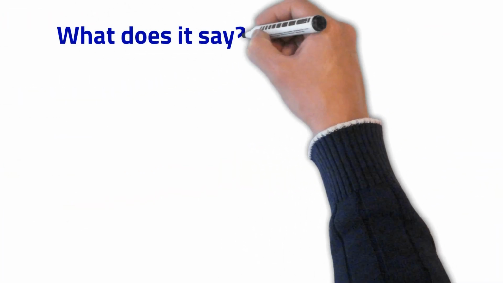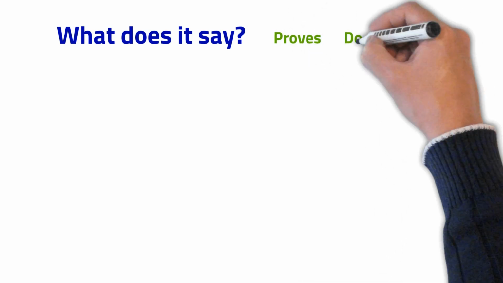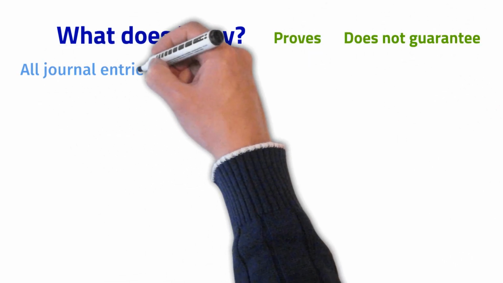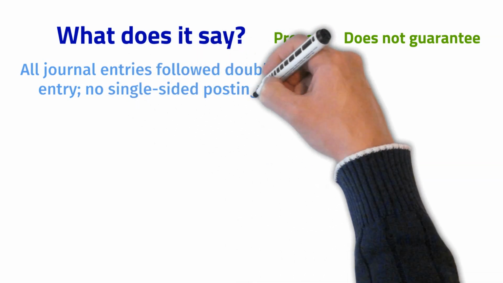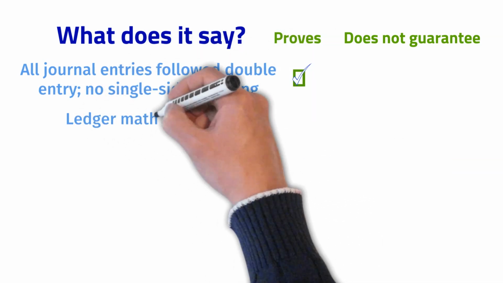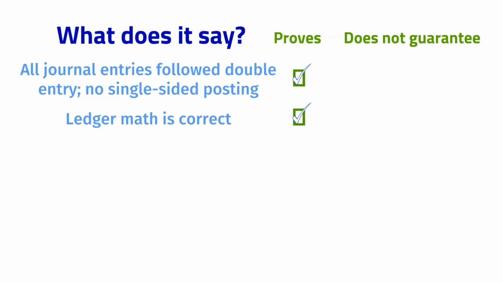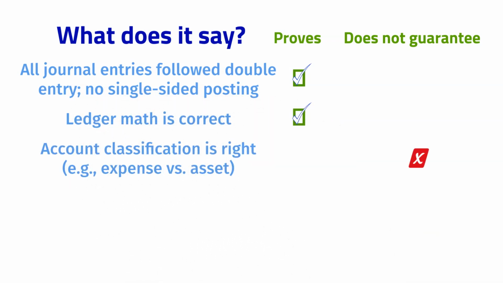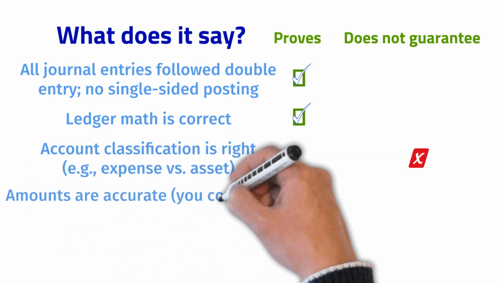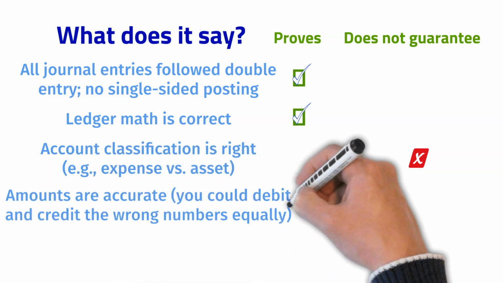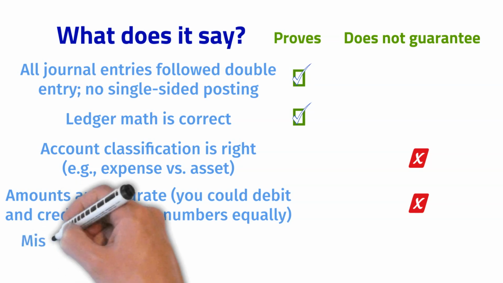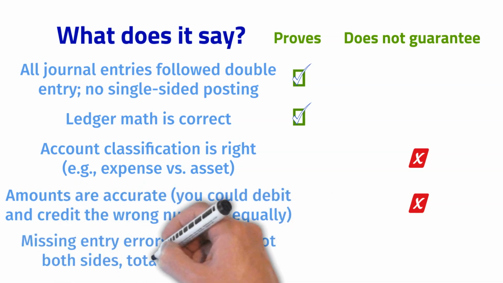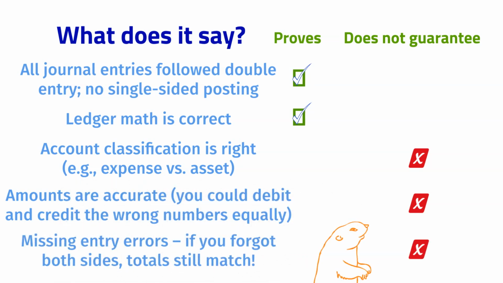What does a balanced trial balance prove and what does it not? It proves that all journal entries followed double entry. No single-sided posting. Ledger math is correct. But it does not guarantee that account classification is right, for example expenses versus assets. It also doesn't guarantee that amounts are accurate; you could debit and credit the wrong numbers equally. And missing entry errors: if you forgot both sides, totals still match.